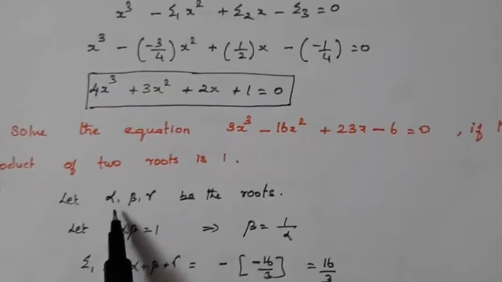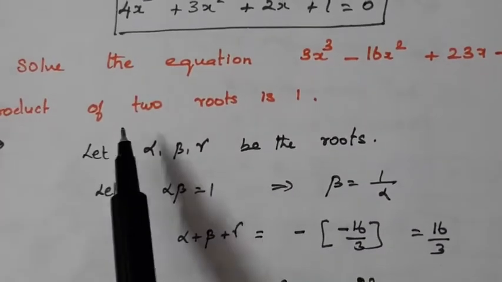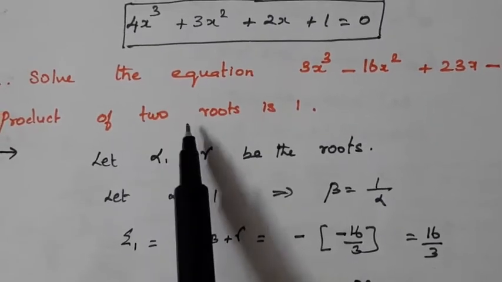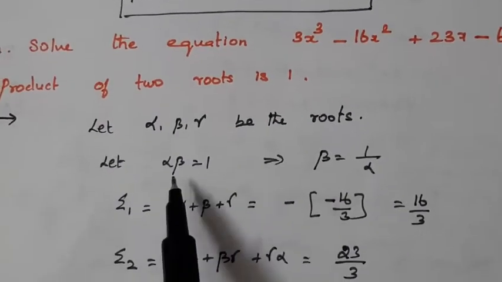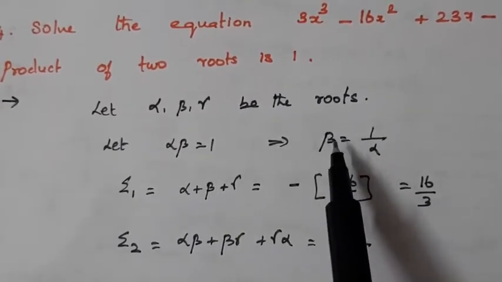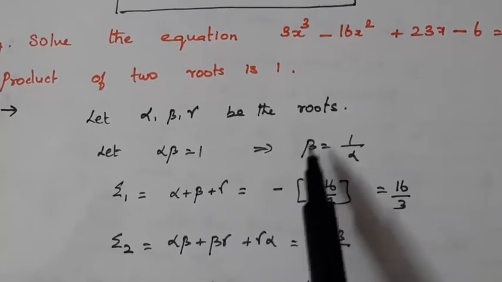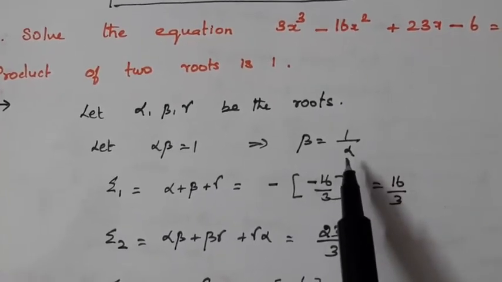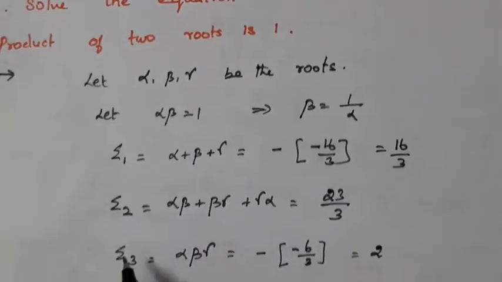So, let us take the 3 roots to be alpha, beta and gamma, right? And then as given the condition is product of any two roots is 1, let us take the product of alpha and beta to be 1. So, as alpha beta is equal to 1, beta can be taken as 1 by alpha. That means beta can be written in terms of alpha as 1 by alpha. Okay. Now, as usual, let us find out sigma 1, sigma 2, sigma 3.